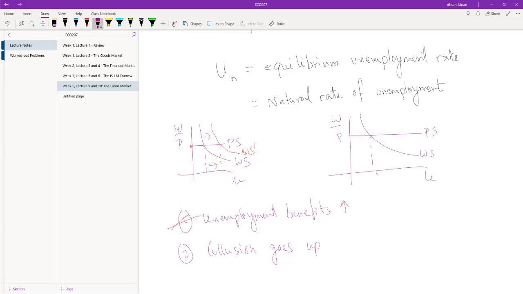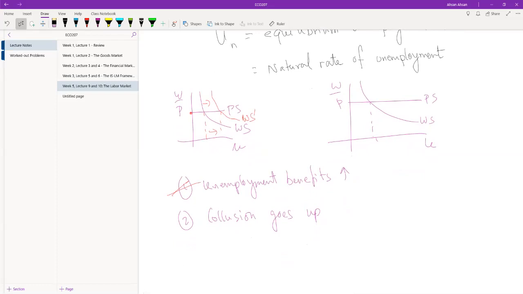Okay, in the second case, what happens is that collusion goes up. Collusion basically means that companies in the same sector work together to set a price level. So you've all done Eco 101, so you know how competition works: if the price in the market is 10, you can't really go and charge 11 taka because no one's going to buy from you. People will just buy it for 10 taka from somewhere else. So the market sort of makes sure that prices are competitive. It's as low as it can be.